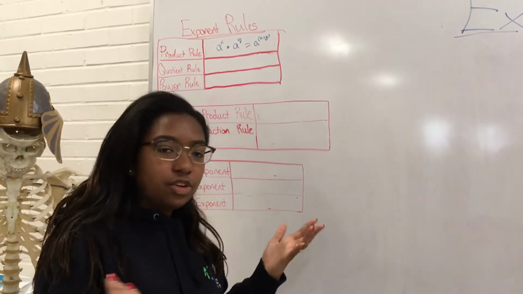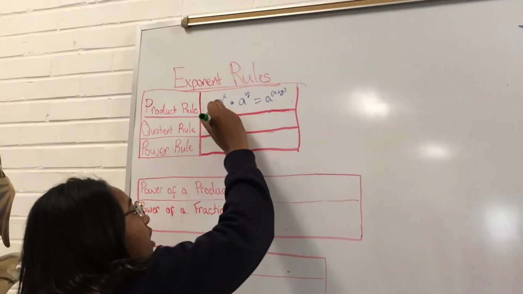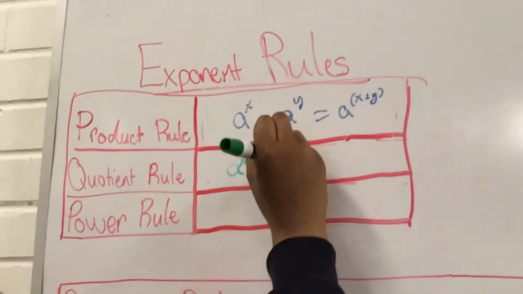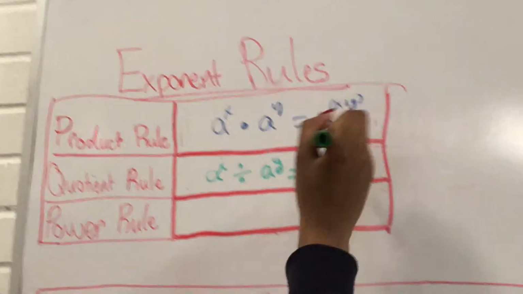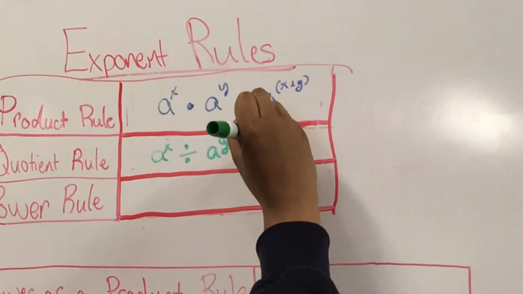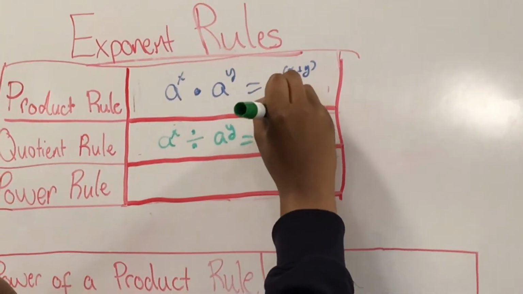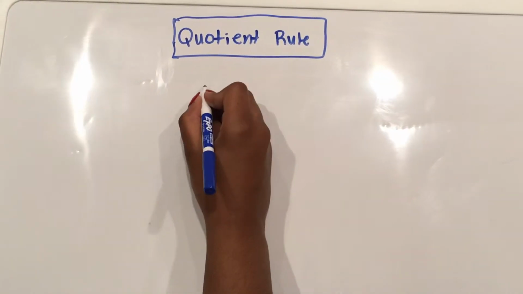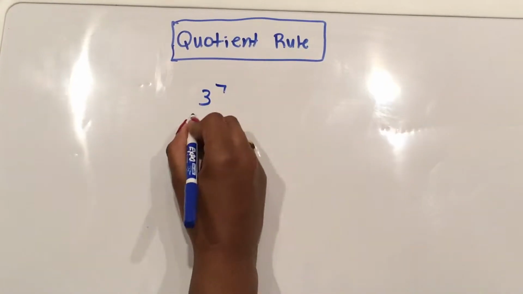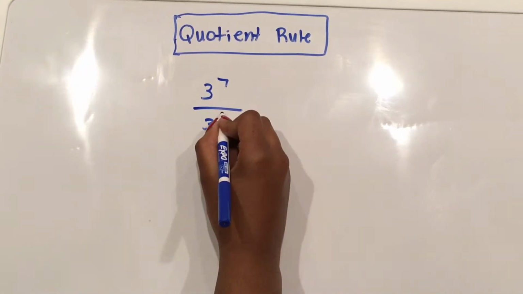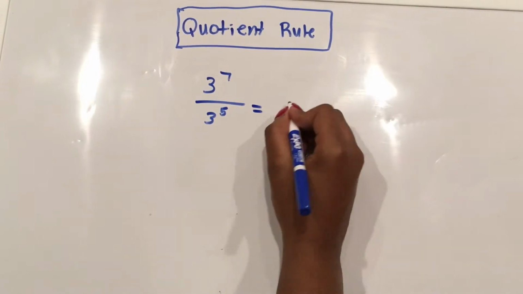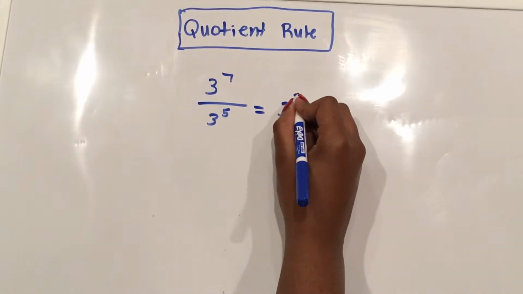Okay, now let's look at the quotient rule. So the quotient rule is a to the x divided by a to the y is going to be equal to a to the x minus y. So let's say you have 3 to the 7th divided by 3 to the 5th. 7 minus 5 equals 2, and so then you're left with 3 squared.